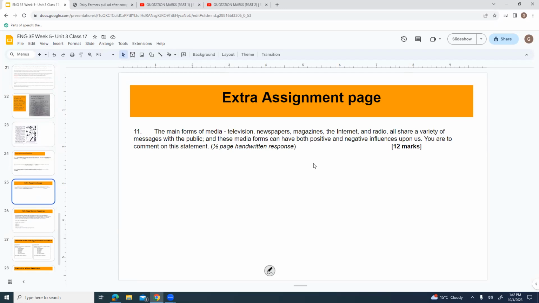Assignment 11: the main forms of media, TV, newspapers, magazines, the internet, and radio, all share a variety of messages with the public. And these media forms can have both positive and negative influences upon us. You are to comment on this statement. So that's the statement, and you decide, what do you think? Do you agree? Do you disagree? And explain why. So this is a half-page handwritten response. It's worth 12 marks.